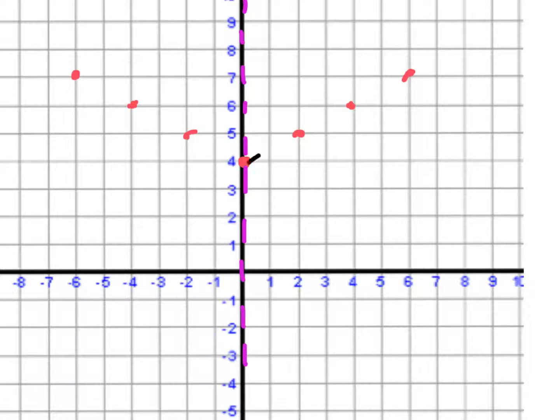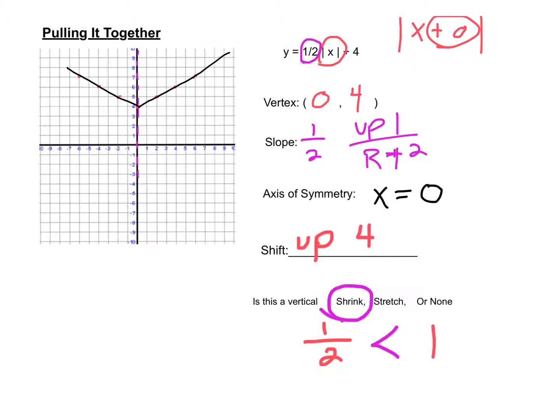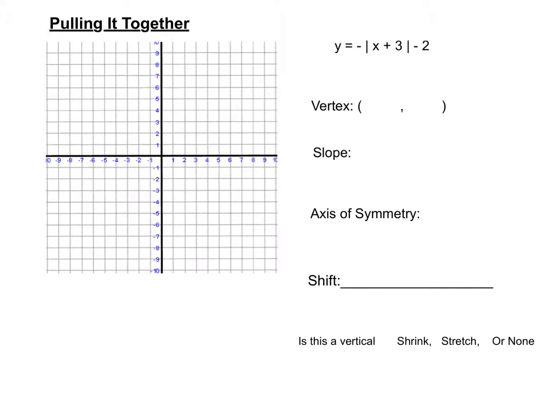Let's graph this up. We'll go like so, and do the same thing going the other way. Let's zoom back out. So there is our graph and all of our information. Let's try this last one out. I'm going to step away for a minute or so and let you work this one out. When I come back, we'll talk about this last one.